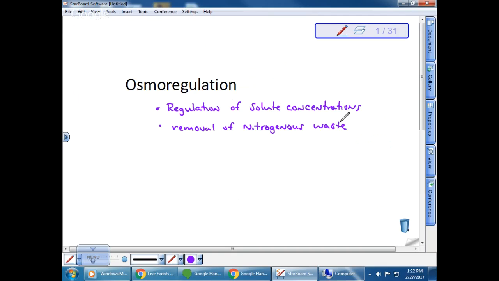So what would be our main organ that functions in osmoregulation? What is the organ in our body that is our main osmoregulator? Kidneys, excellent. This is also sometimes referred to as the excretory system, because we excrete nitrogenous waste, right? So it's part of the excretory system.